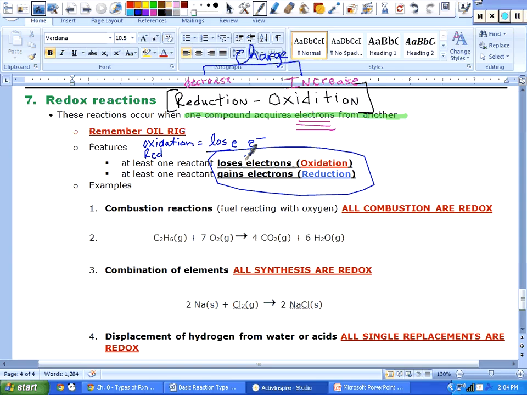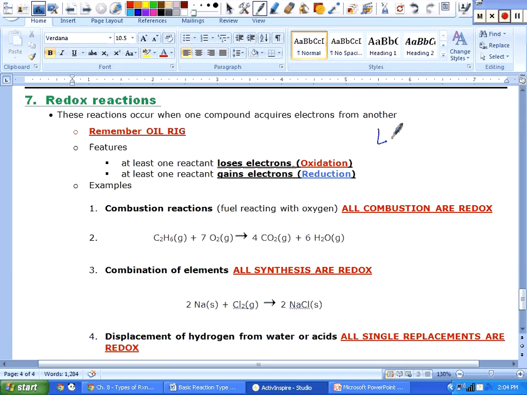Okay? Now, if you don't like oil rig, there's one more, and it's Leo. What is a Leo? A lion. A Leo says ger. See if you can figure this one out. A lion says ger. Lose electrons oxidation, gain electrons reduction. Look at Hannah Craig. She just got it right. Very good. So this right here is our Leo says ger. Losing electrons is oxidation. Gaining electrons is reduction.